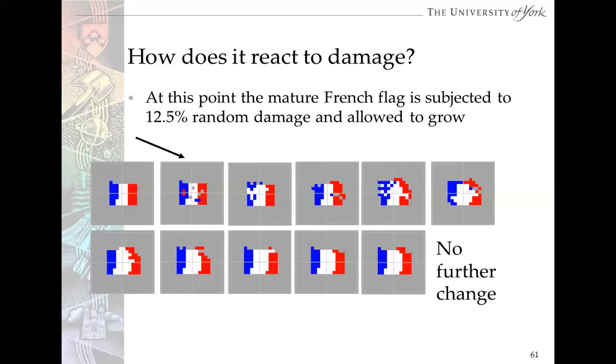Incidentally, the solution I showed you on the previous slide wasn't the fittest solution. It was the third fittest solution. The other two solutions produced a slightly better French flag at the required iterations, but they didn't self-repair.